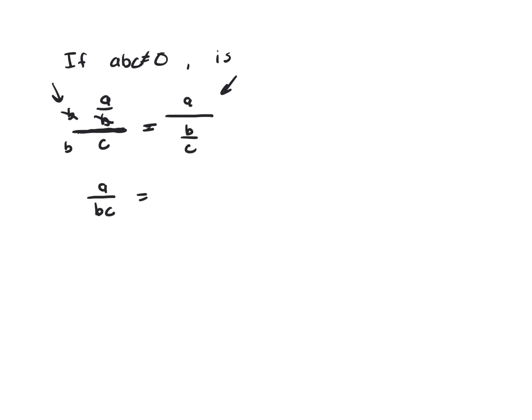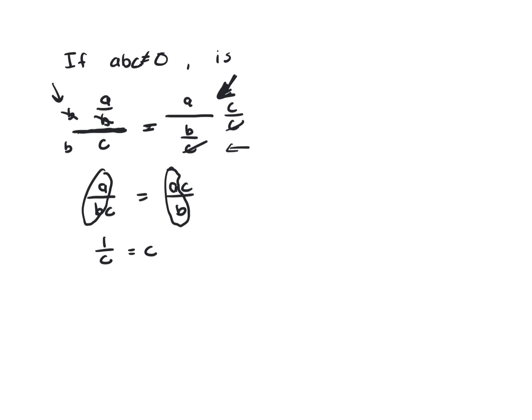Now look at the right-hand side. Your secondary denominator is this c, so I need to multiply top and bottom by c. And that would be ac, those c's cancel, over b. Now if you look, you've got a over b on both sides. So divide both sides by a over b, and you're left with 1 over c equals c.